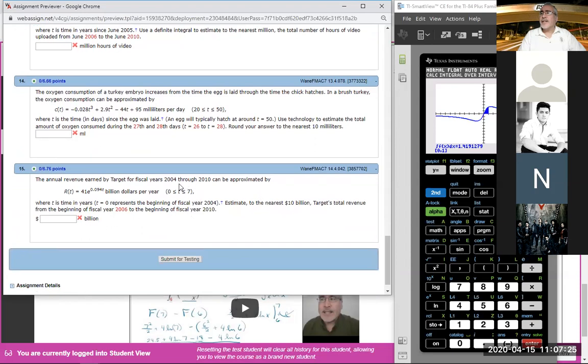And same thing down here. The inequality they give you is simply the domain of this function, but the limits of integration they give you down in the question. So number 15 would be, since year 0 is 2004, 2006 would be year 2 until year 6, which is 2010, so 2 to 6. And that's within the domain. So it makes everything valid.